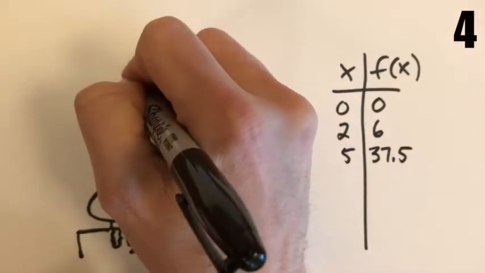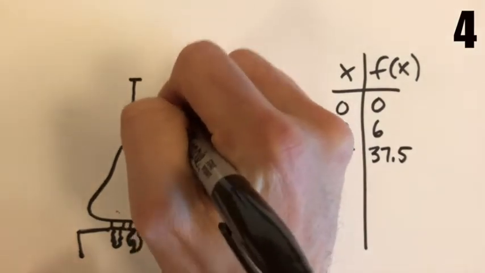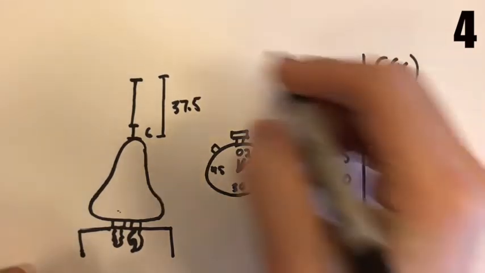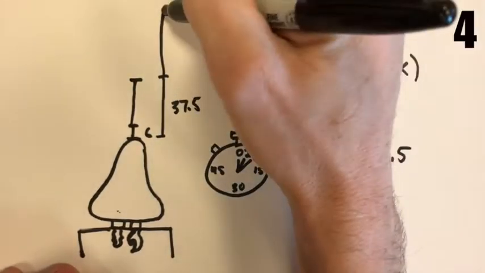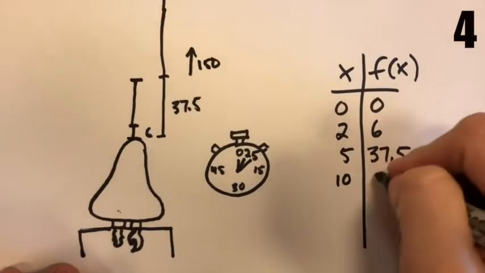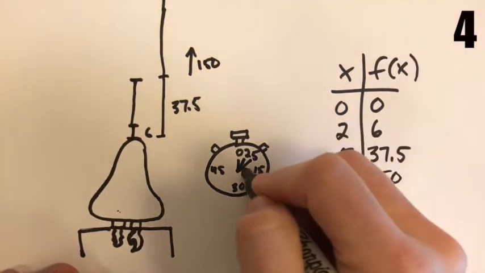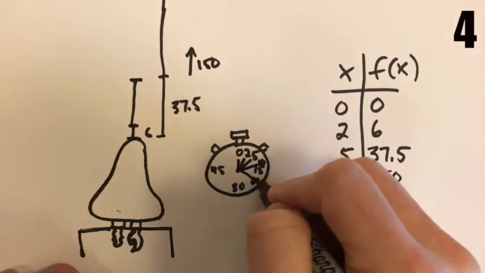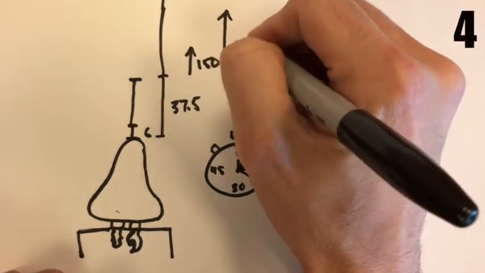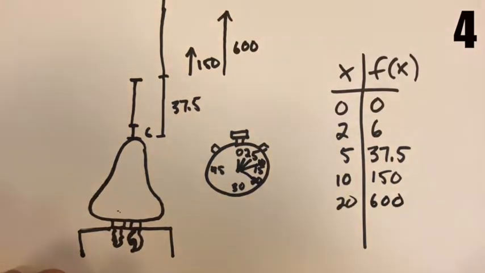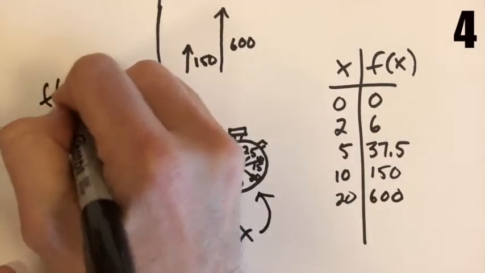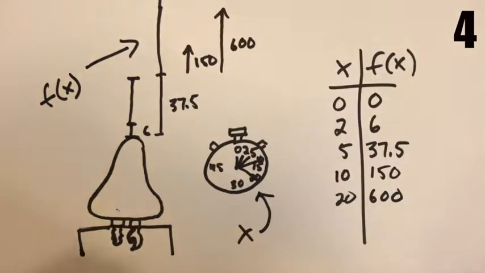So it's clearly accelerating. A total of 37.5. After 10 seconds, it's gone up quite a bit more. We're going to go off the page here, but I'll tell you that it went 150 feet. And finally, we have a measurement at 20 seconds. After 20 full seconds, it goes up even further, 600 feet. So clearly it's really accelerating. So if x again is the time in seconds and f of x is the distance that it's rising up off the ground.